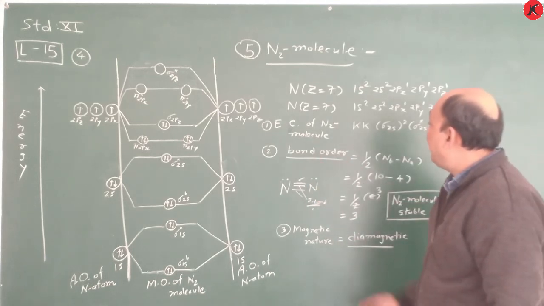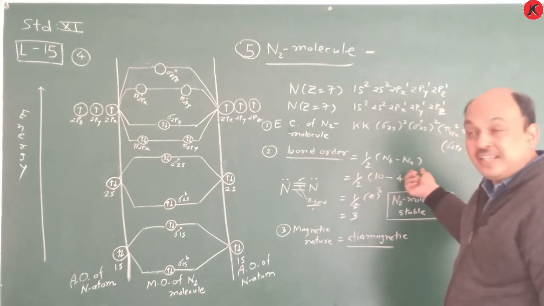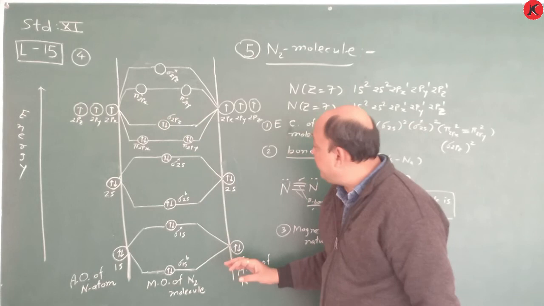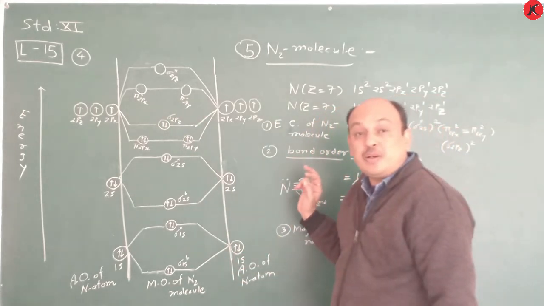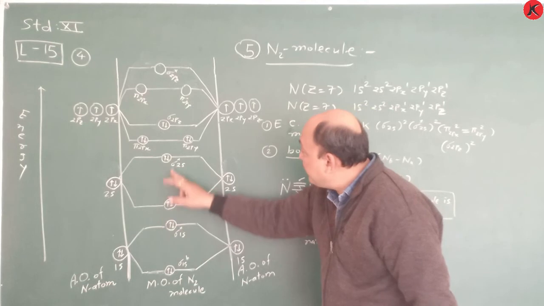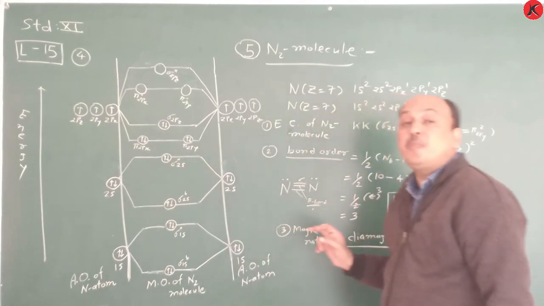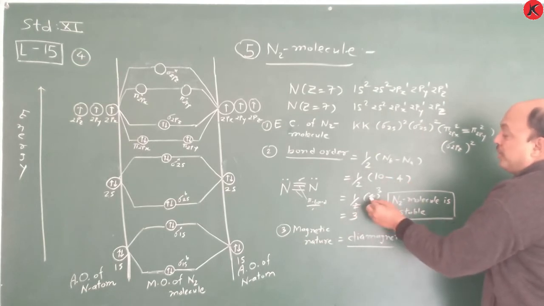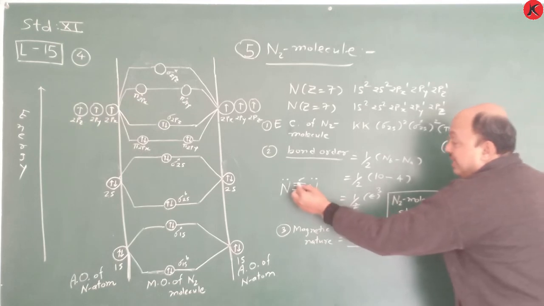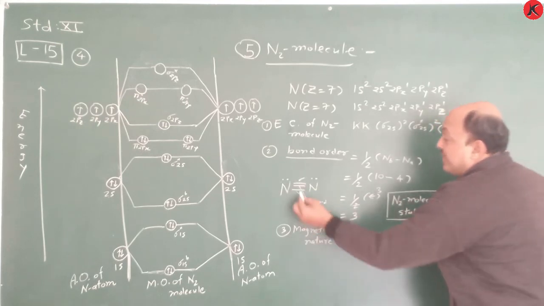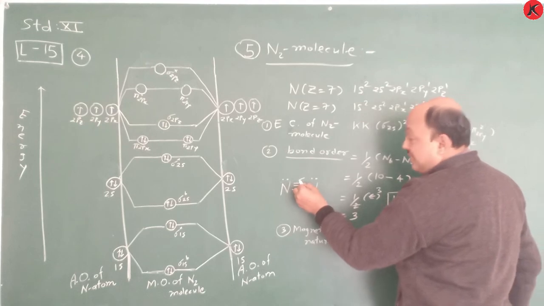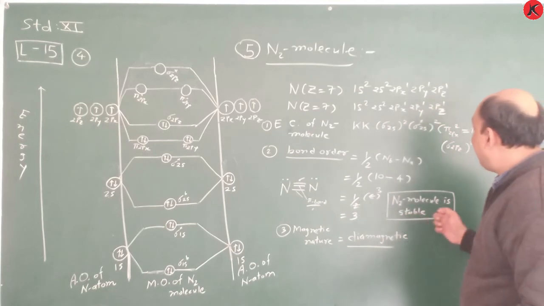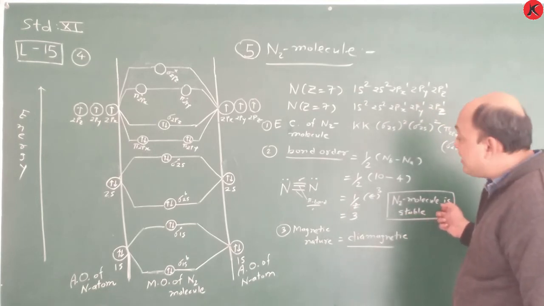So what is the bond order of this? Bond order is 1 upon 2 (Nb minus Na). So here just see, 2 plus 2 is 4, 4 plus 6 is 10 electrons present in the BMO, that is bonding orbitals. And 2 plus 2, only 4 electrons are present in the ABMO, anti-bonding orbitals. So the difference: 1 upon 2 into (10 minus 4), so 1 upon 2 into 6, and here we get 3. That's why between the nitrogen atoms the triple bond is present, in which one is a sigma bond and 2 are pi bonds, and this is a lone pair of electrons. According to that, the N2 molecule is stable.